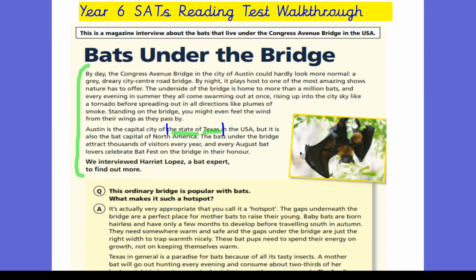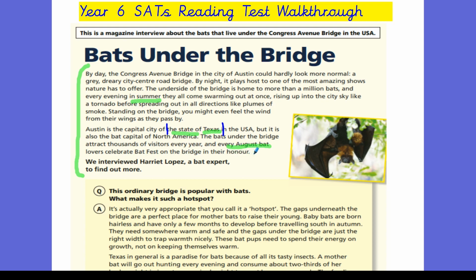Back at the text. Why do we think it's held in the summer? So we're going to have to scan through. By night, it plays most amazing shows. Nature. Underside the bridge is home to more than 1 million bats. And every evening in the summer, they all come swarming at once. We've got that keyword summer, so maybe the answer is around here somewhere. Rising up to the city skyline, tornadoes spreading in all directions. Okay, Austin's capital city, but it's also capital of North America. The bats on the bridge attract thousands of visitors every year. Every August, bat lovers celebrate Batfest on the bridge in their honor.